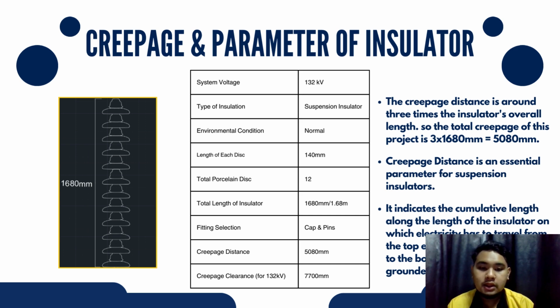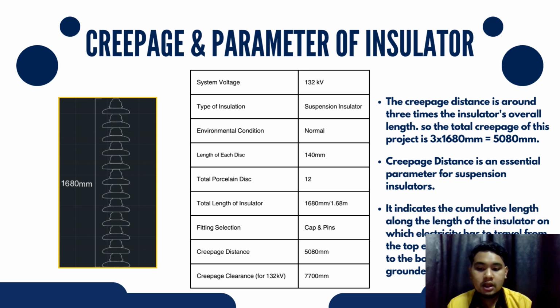So the total length of insulator is 1680 mm. For fitting selection, we use cap and pins. For creepage distance is 5080 mm. For creepage clearance for 132 kV is 7700 mm. For distance of creepage, we use from the reference that said the creepage distance is around 3 times of the insulator overall. So the total creepage of this project is 3 by 1680 mm. So we get 5080 mm.